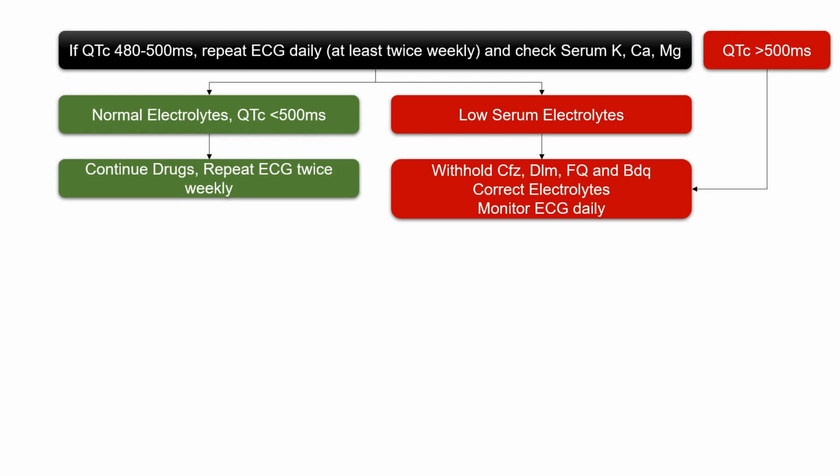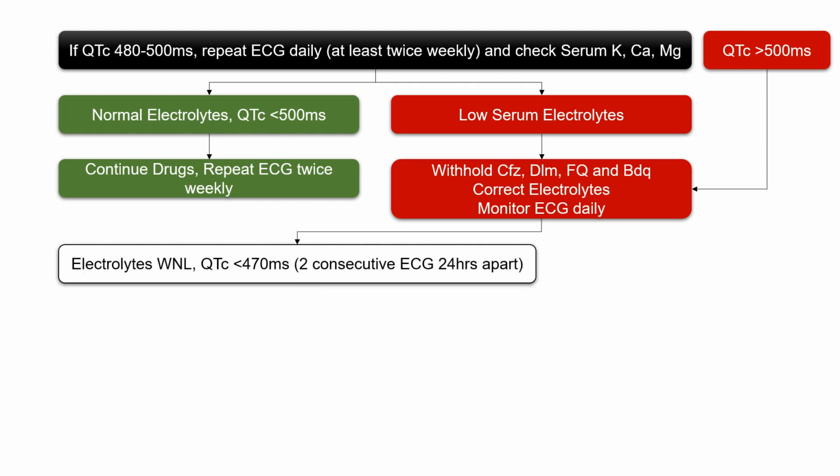We have corrected the electrolytes. We have corrected other risk factors. We are monitoring the ECG daily. Now suppose the ECG has become normal. So how do we proceed from here? We ensure normal electrolytes, ensure normal QT interval as per the gender, and we get 2 consecutive ECGs 24 hours apart and ensure that the QTc in both of them are normal.